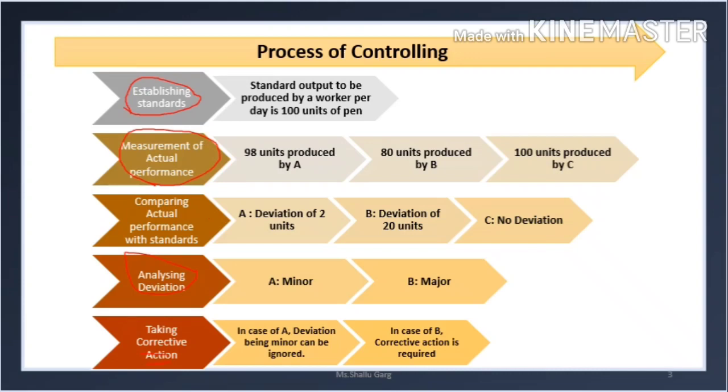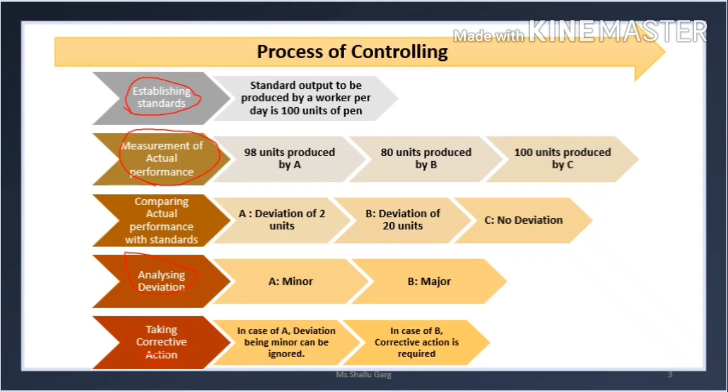In case of A, the deviation being minor, you can ignore this deviation, but in case of B, you need to take corrective action. And that corrective action may be in the form of some motivation to B, or it may be some training imparted to B regarding his work.